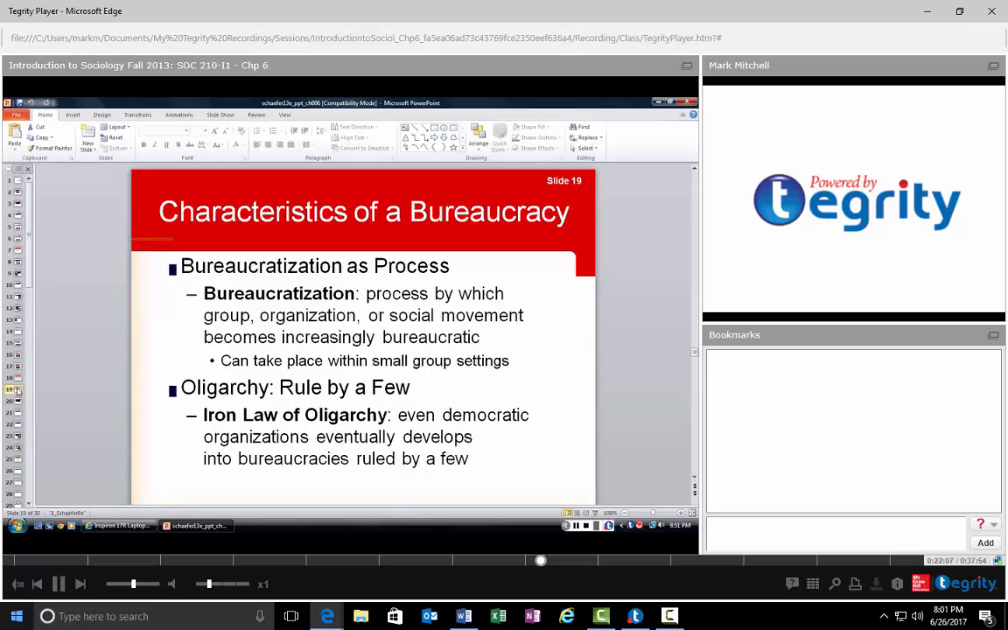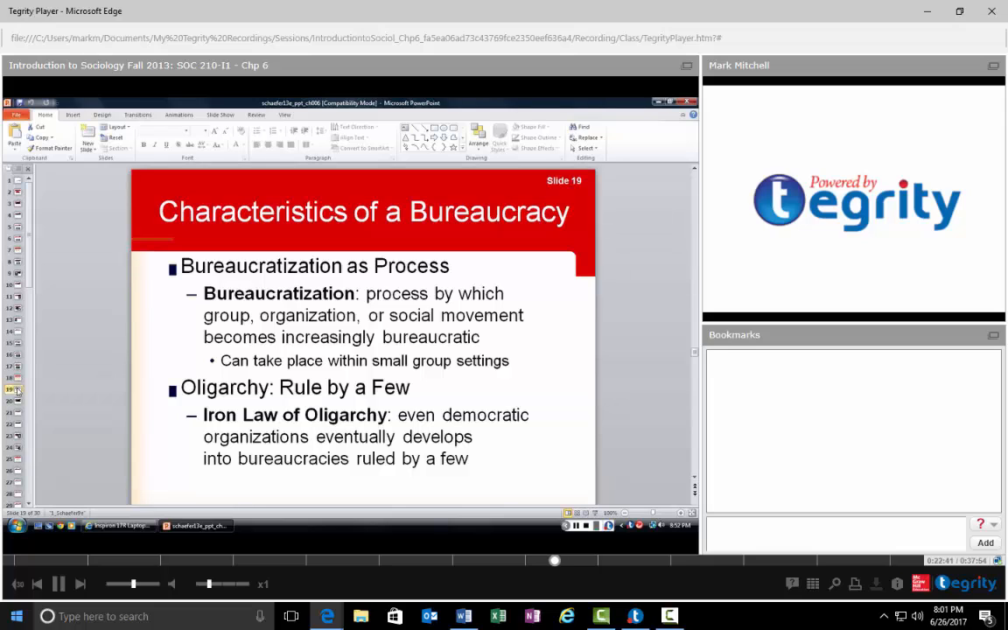But we see bureaucratization, and that is the process by which an organization, a company, whatever you want to call it, becomes more bureaucratic all the time. So they're going to incorporate all these characteristics in what they do, whereas they may not have done that before. We've been talking about a bureaucracy in terms of, like, McDonald's, a very large corporation. Well, this process even takes place within small group settings. So that's the point our author is making right now.